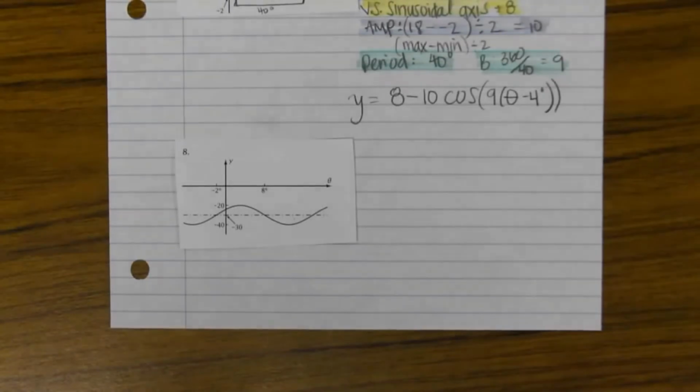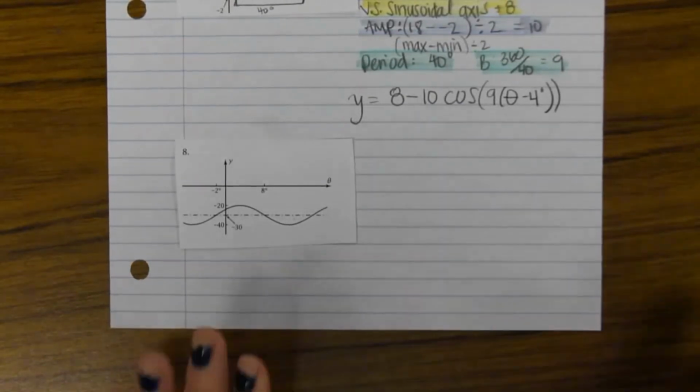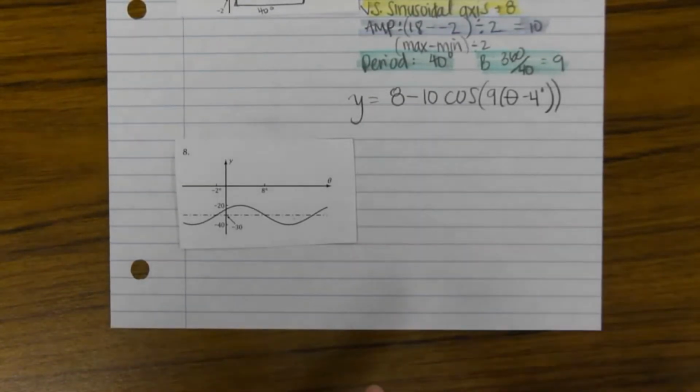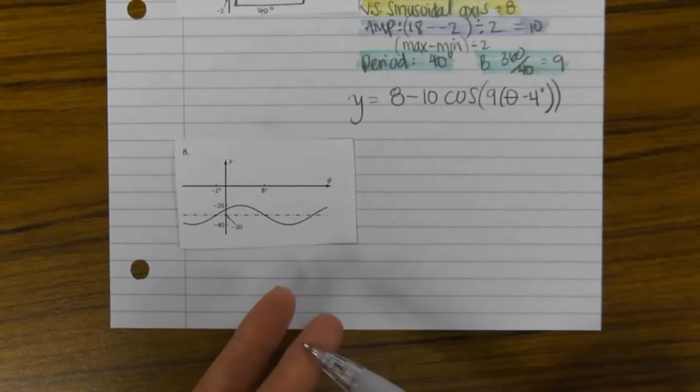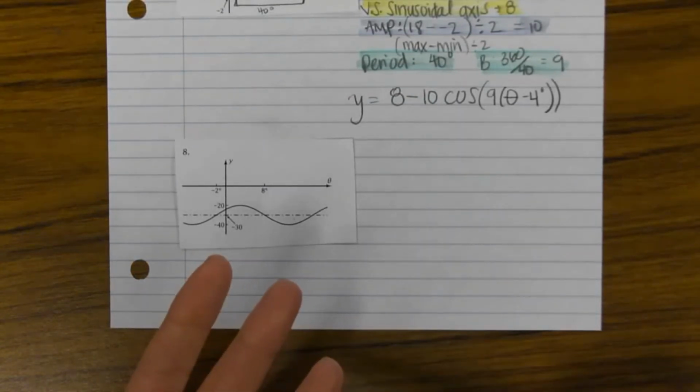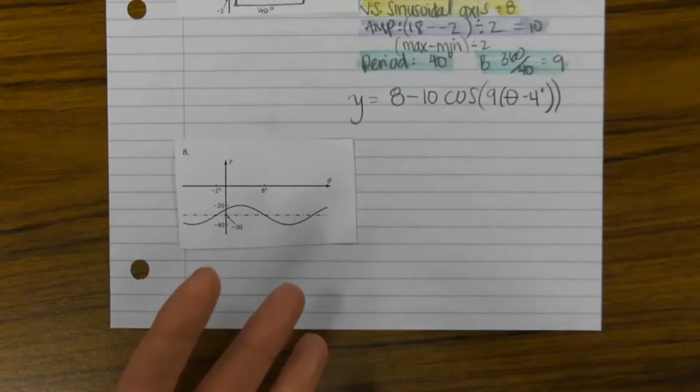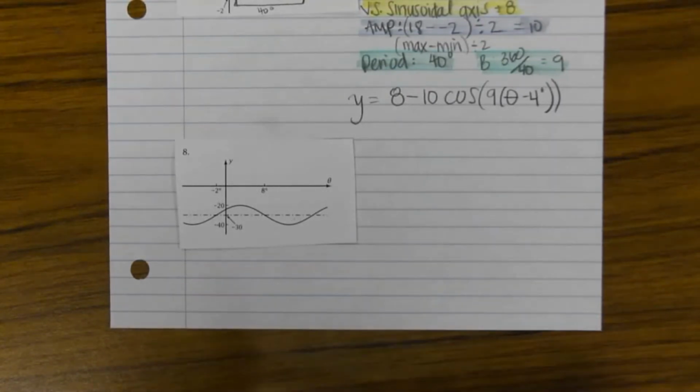Let's do one more example before we start going into half periods and quarter periods. So, again, we always want to figure out what function we are going to use, what's our amplitude, what's our period, what's our vertical displacement, and what's our horizontal displacement. So let's first figure out what function we are going to use.